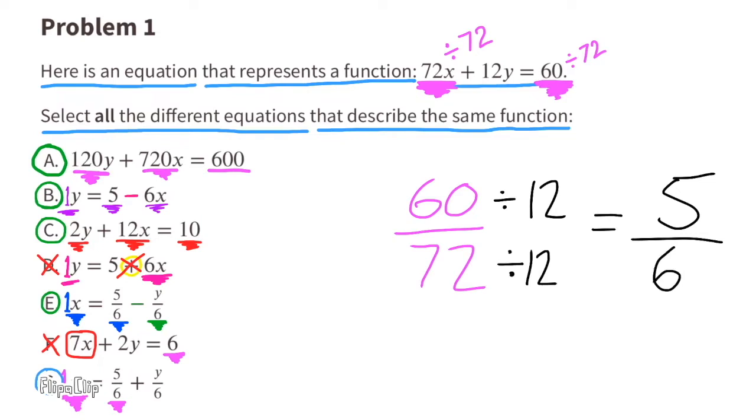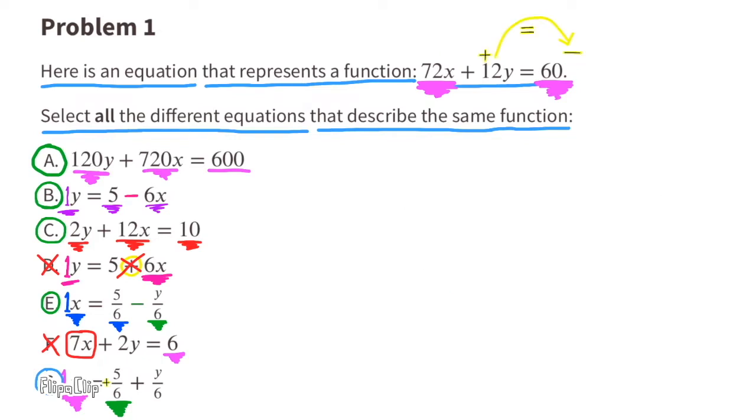60 divided by 72 is equivalent to 5 over 6. Let's look at the term with a y in it, 12y. It was subtracted from both sides, so it should be a negative on the right-hand side of the equal sign. But when we look at G, it's written as a positive. Equation G does not represent the function of the original equation.